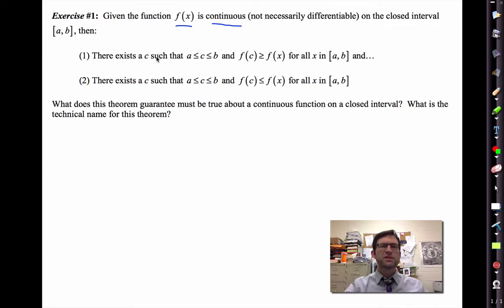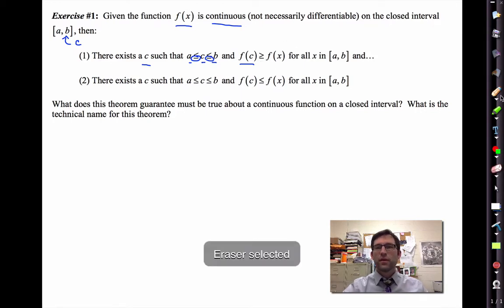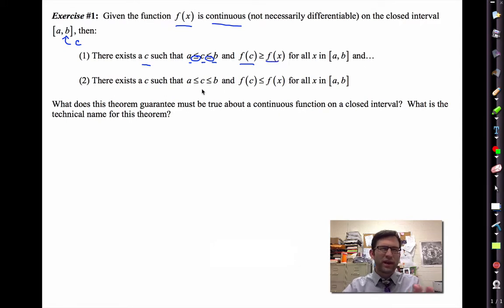Anyhow, let's take a look at what it says. Given that f of x is continuous, there exists a c such that c is bigger than a but smaller than b. So in other words, c is somewhere in this interval. It could be a, or it could be b, but it's somewhere in that interval. So there's some c between a and b, and f of c is greater than or equal to f of x for all x in a and b. And then number 2, it's kind of like everything, but with less than or equal to.